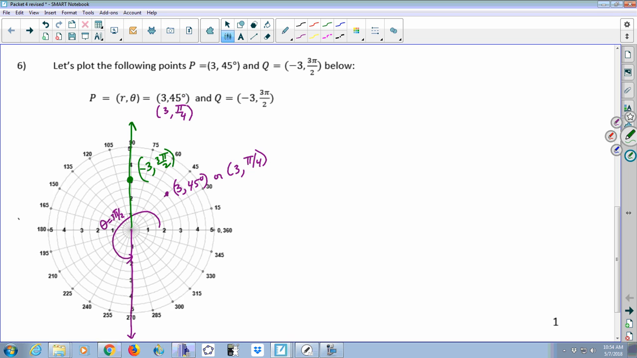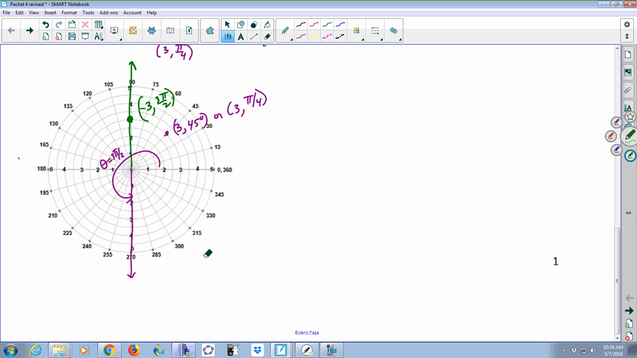So that's how we find points in polar land where r is negative. You first go to this angle, you find the point as if your r value were positive, and then you just shoot in the opposite direction. Okay, any questions on that? Okay, let's take a look at the next one.